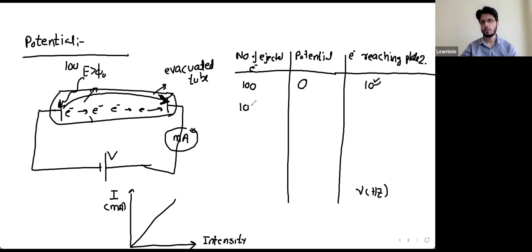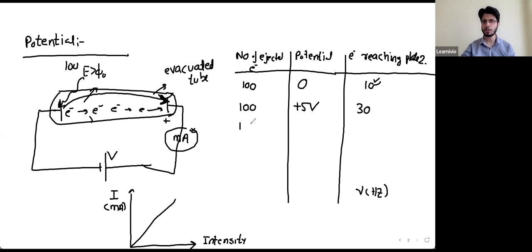Next, again, you incident 100 photons, 100 electrons will eject. But now you apply some positive potential here. Let's say you apply a potential of +5. This positive potential will attract electrons. Due to attraction, more electrons will reach. So let's say 30 electrons. It's due to this positive potential.